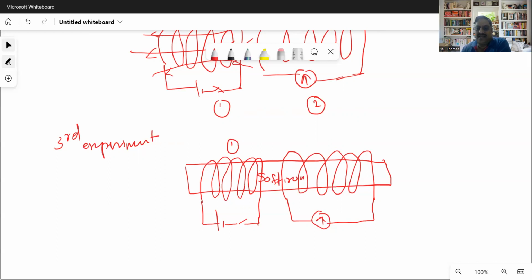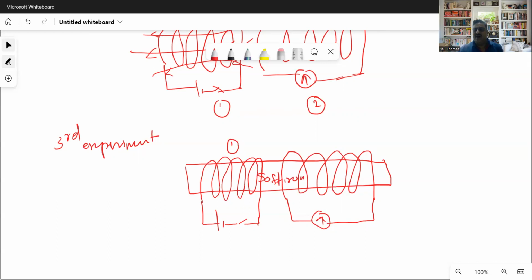So when the circuit is closed, what will happen? Current through the first coil increases, so the magnetic field through the first coil changes. That magnetic field and flux is linked with the second coil through the soft iron core. So the magnetic flux linked with the second coil changes, and you can see a current induced.